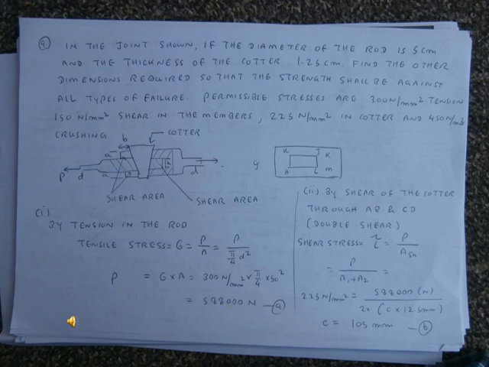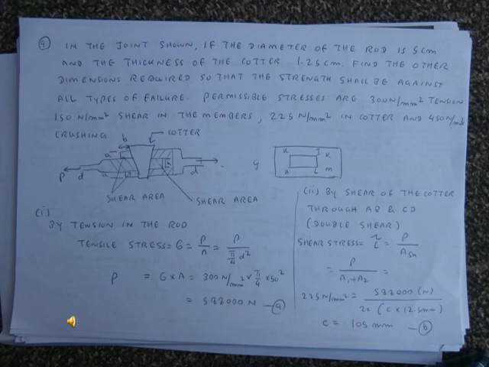Tensile stress σ is equal to P by A, so P by π by 4 D square. Therefore P is equal to σ multiplied by A. σ is already given, 300 Newton per millimeter square. A is π by 4 into 50 square, because the rod diameter is 5 centimeters, that is 50 millimeter. So π by 4 multiplied by 50 square multiplied by 300 Newton per millimeter square, you get 588,000 Newton.